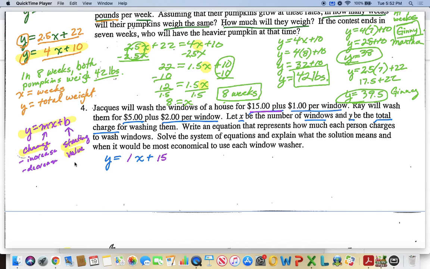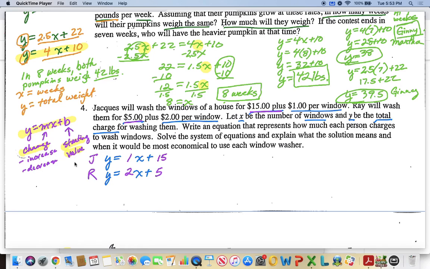Okay, so Ray is y equals mx plus b. And in Ray's case, it looks like he charges a flat fee of $5. So that's less than Jacques to start out with. But then every window is $2 per window. So we've got both the equations: one for Jacques, that'll be our J equation, and one for Ray.